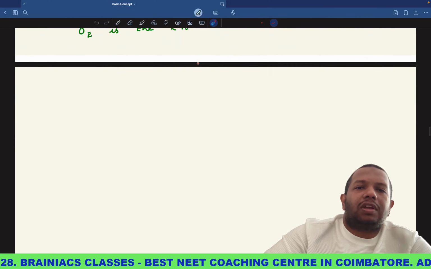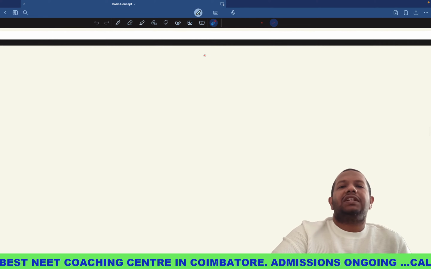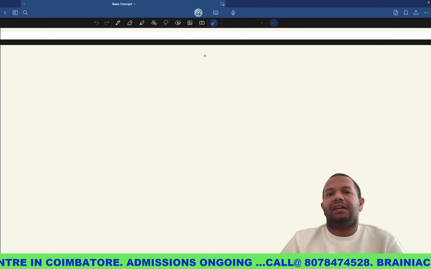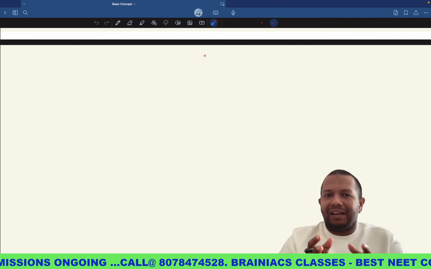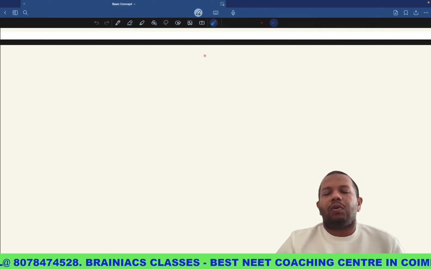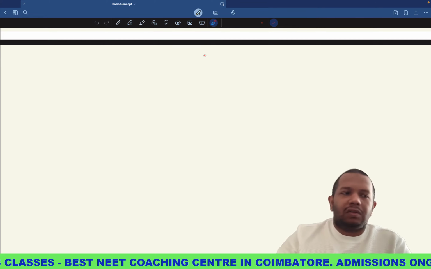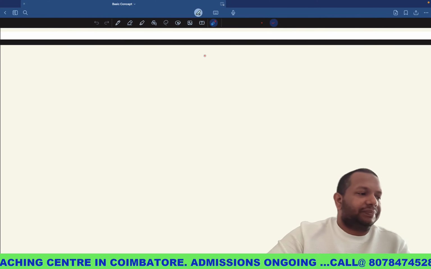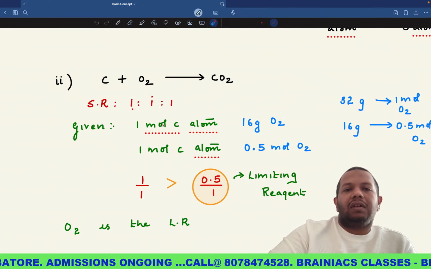Okay, so what I was talking about was with respect to the limiting reagent. If a limiting reagent is present in the reaction, then the limiting reagent will decide how much quantity of product needs to be formed, and how much quantity of the other reactant needs to be consumed in the reaction. So we will now speak everything with respect to the limiting reagent. Okay, so how can we write that then?